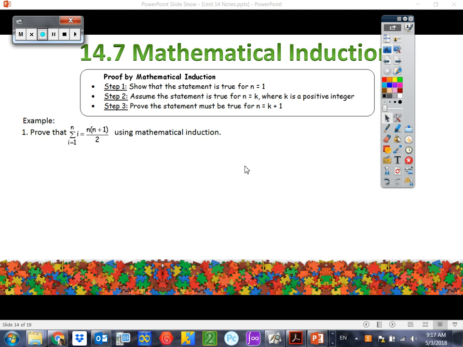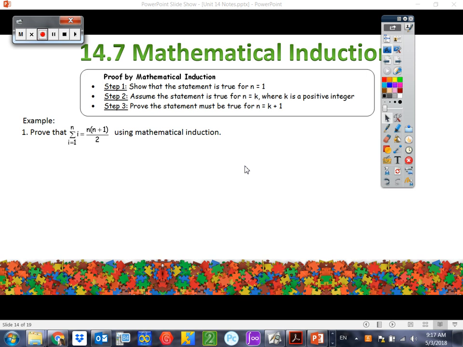So we did proofs in geometry, right? We did those two column proofs. We know we've done that before. In the fall, we did trig proofs. We know how to do that, and we've done some kind of algebraic proofs here and there. This is a completely different method to prove things.